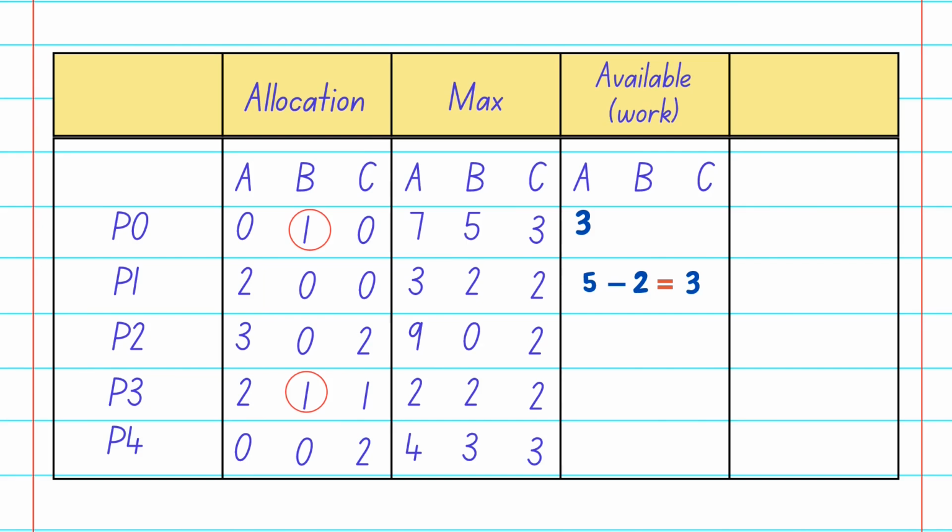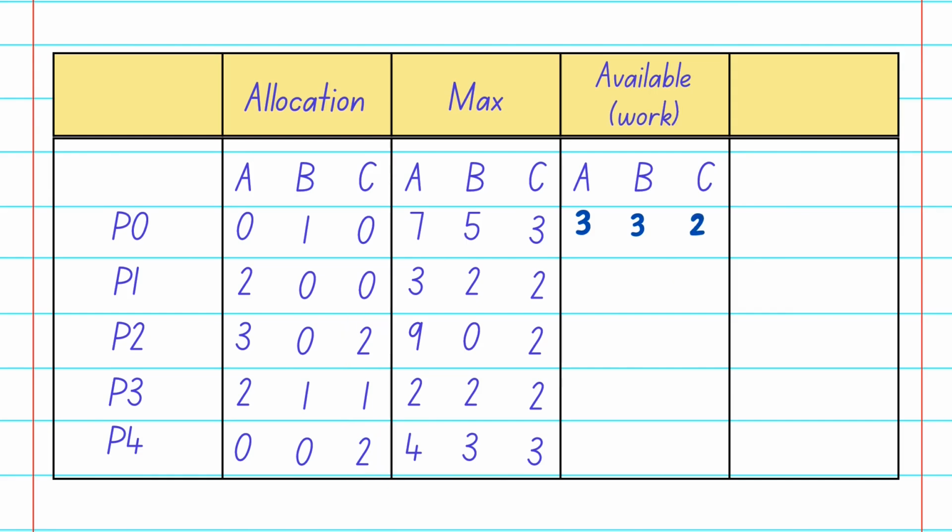Same for available resources of B, which has a count of 5, right? Process P0 occupies 1 and P3 occupies 1. So the total is 2 and 5 minus 2 is equal to 3. So our available resource count for B is 3, right? Again for resource C, the occupied counts for P2, P3 and P4 are 2, 1, 2. That is 2 plus 2 plus 1 is equal to 5, right? So 7 minus 5 is equal to 2. So the available count for resource C is 2.